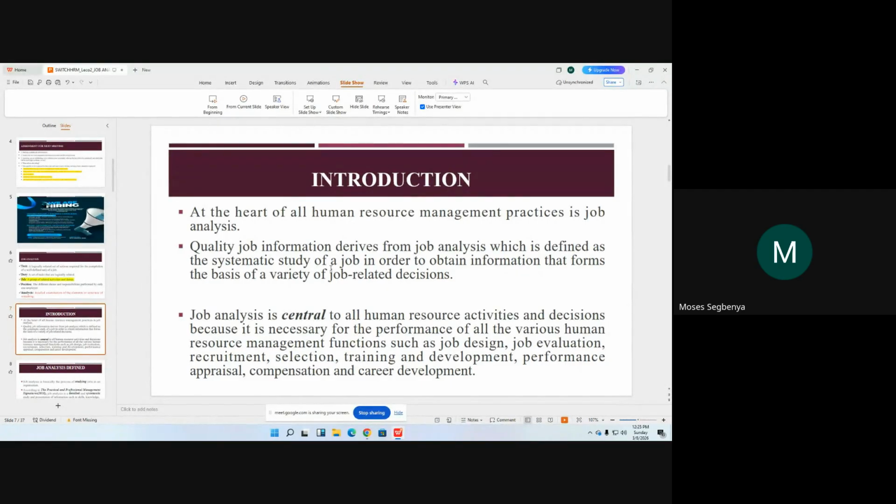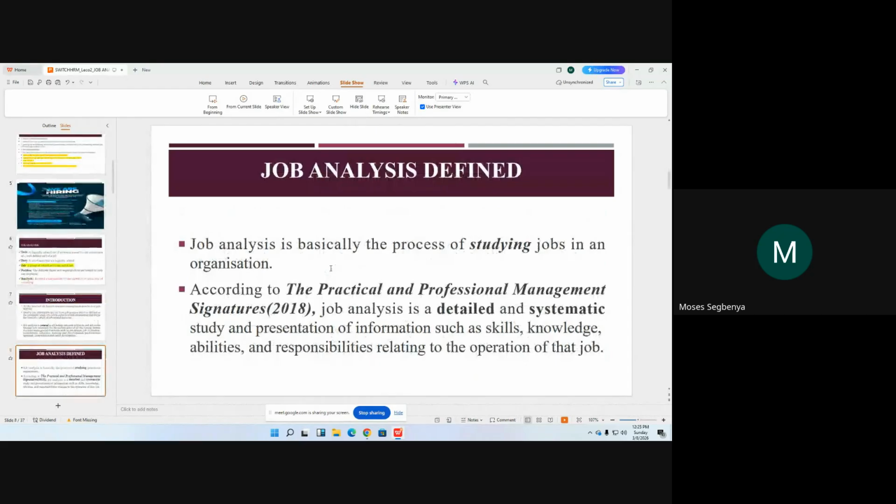So all that we are going to do for the HR for next week and the following week, you will see that without this foundation, we are not going anywhere. And it will be an exercise in futility if you as a HR manager fail to do job analysis before embarking on any other of the HR functional areas. So we say that job analysis is basically the process of studying jobs in an organization.